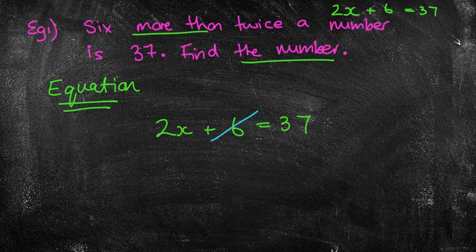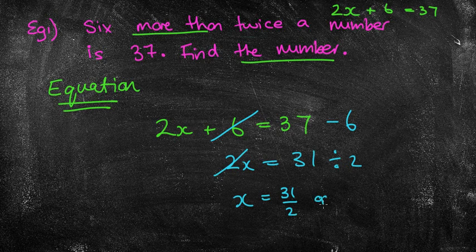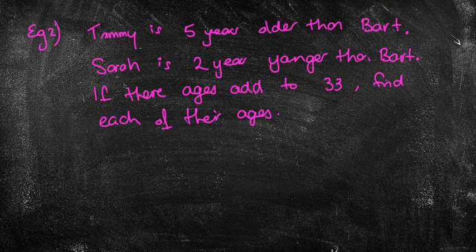So plus 6 becomes minus 6. 2x equals 31. Times 2 becomes divide by 2. Therefore, x equals either 31 over 2 or 15.5. So hopefully you can see how I've come up with that equation to then solve it.